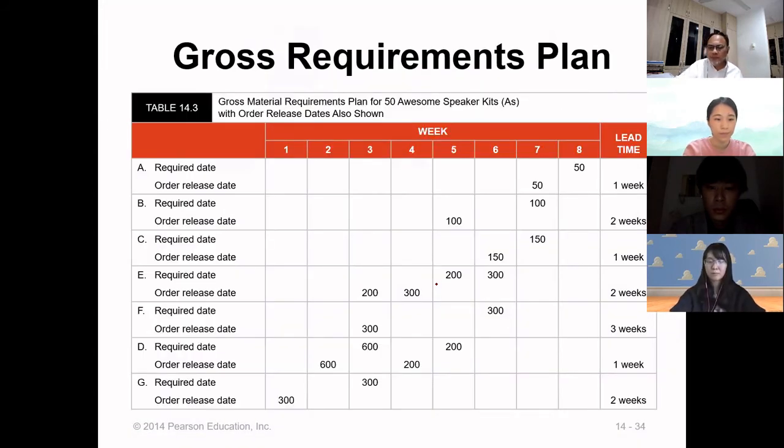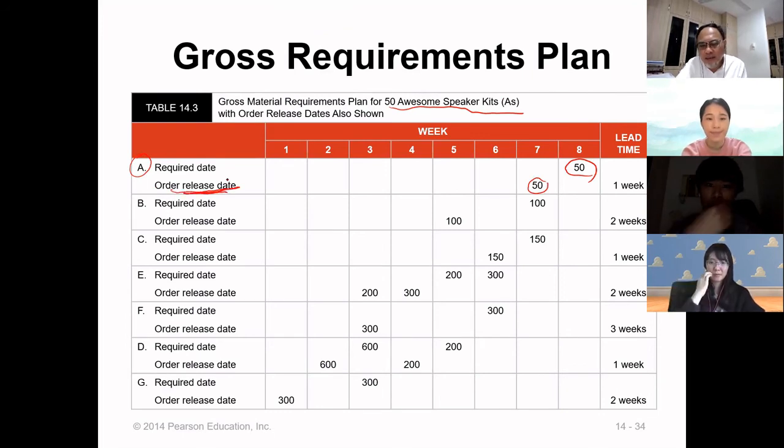So for this particular order of 50 awesome speaker kits, 50 A's, okay, so 50. So here, you can look here, A 50. So at week 7, you need to have order release date. Imagine this is for weekly, but you can go down until a daily basis. So this is 50, it will require 1 week.